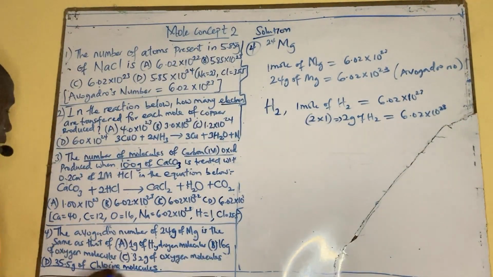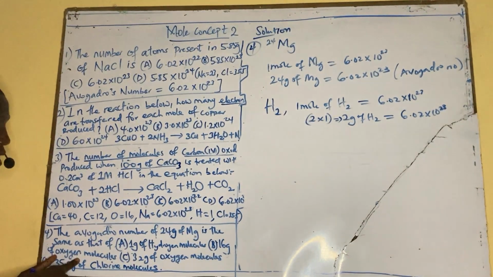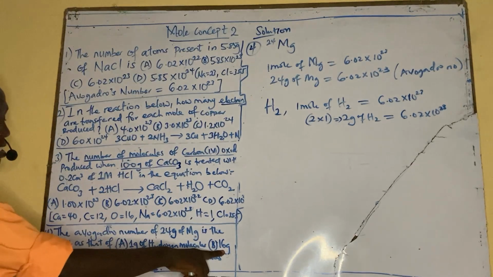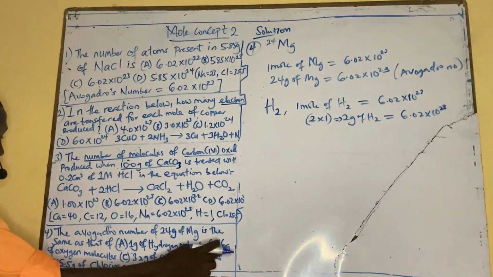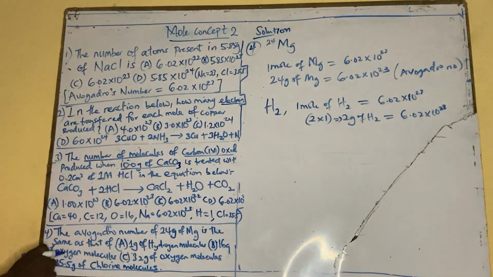The same is also applicable to oxygen molecule. Oxygen is O2, and the mass of each oxygen is 16, so 16 times 2 will give 32. So meaning that this is supposed to be 32, not 16, because it is oxygen molecule. So this one is not correct as well.